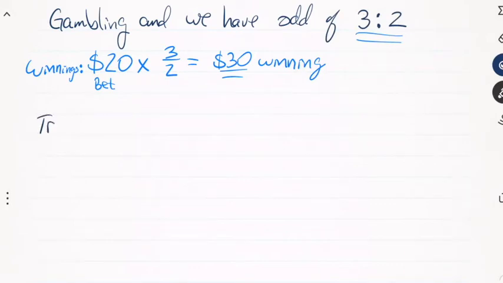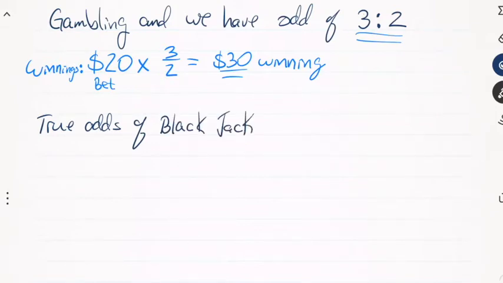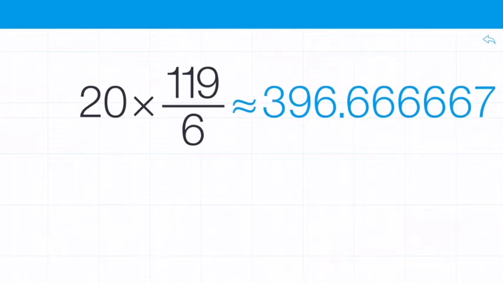The true odds of blackjack are 119 to 6. So under the true odds, if we were going to go looking for our winnings, what we should win if we got blackjack, we would take our $20 and multiply it by 119 over 6. Now this one I'm going to have to use my calculator. So $20 times 119 over 6. I'm going to round it up to 397.